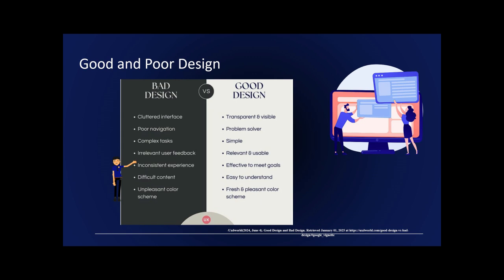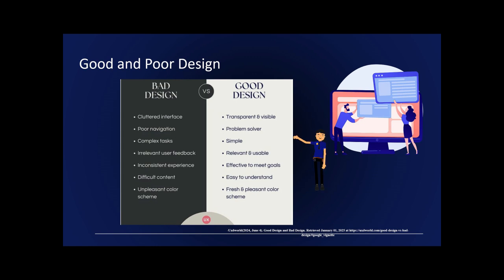Irrelevant user feedback. Misleading, excessive, or absent feedback leaves users confused about system status or actions taken. Inconsistent experience. Different layouts, button placements, and behaviors across an application reduce familiarity and efficiency. Difficult content. Poor readability, jargon-heavy language, or overly technical explanations make information inaccessible. Unpleasant color scheme. Harsh, mismatched, or low-contrast colors can strain the eyes and reduce readability.